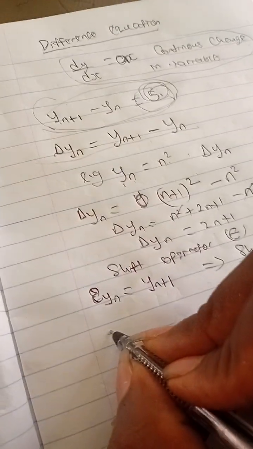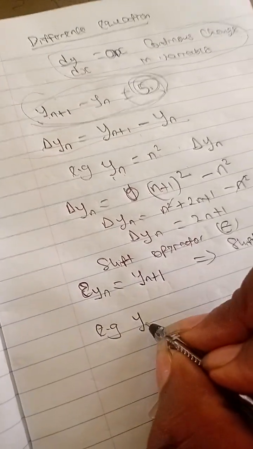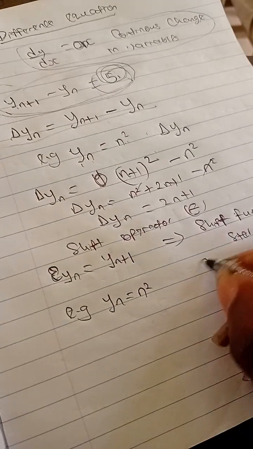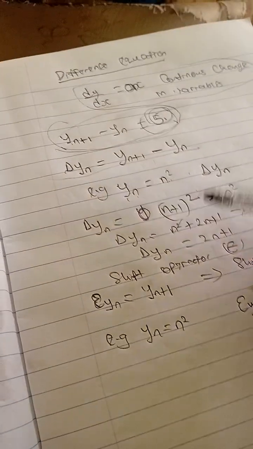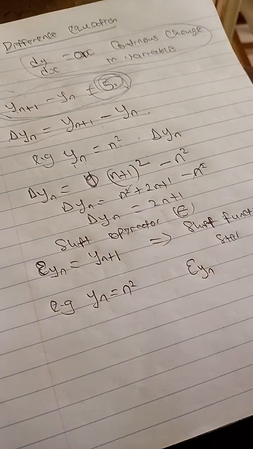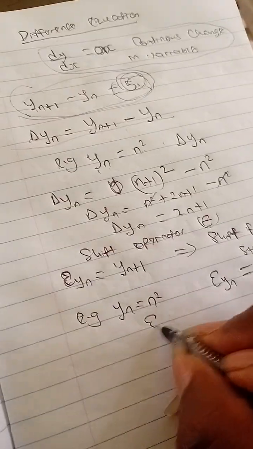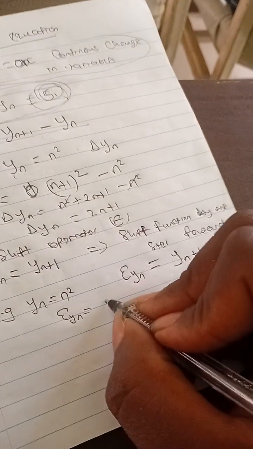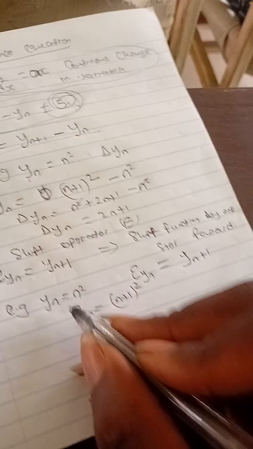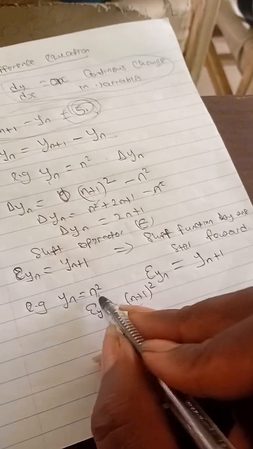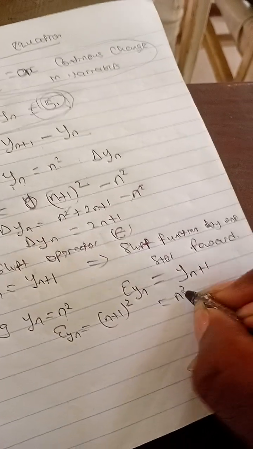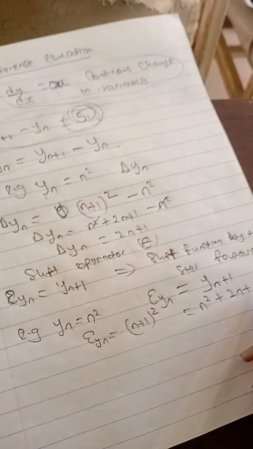So let's say for example, if yn equals n square, then let's find our shift operator, just like we found the change in yn when yn equals n square. We know that our shift operator is y(n+1). So that means our shift operator will give us (n+1) square. This gives us n square plus 2n plus 1. So this is our shift operator.